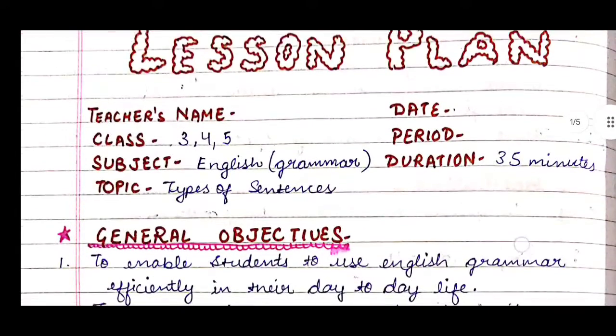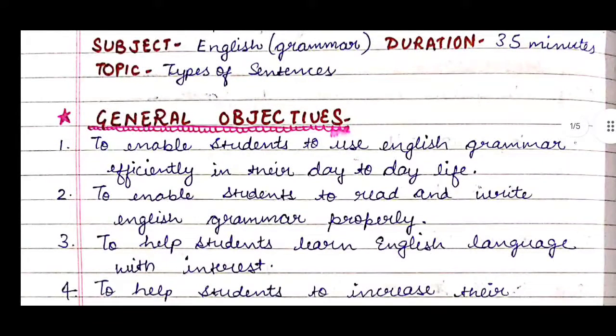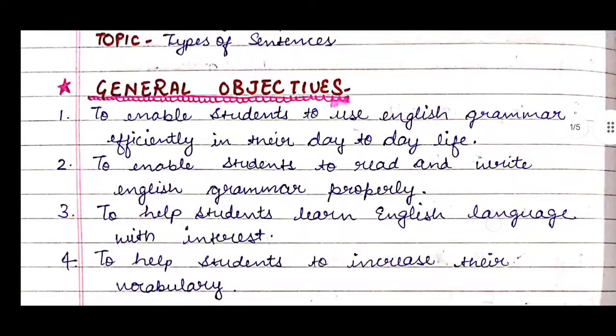And then after that we write general objectives. General objectives are related to the subject, as you all know. First one is to enable students to use English grammar efficiently in their day-to-day life. Second, to enable students to read and write English grammar properly. Third, to help students learn English language with interest. Fourth, to help students to increase their vocabulary.